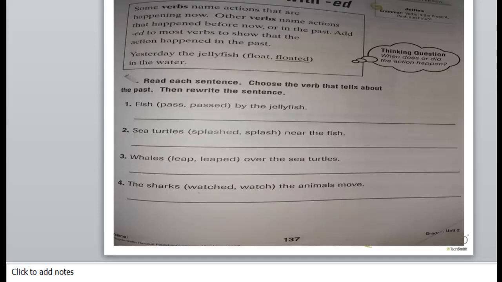Sea turtles splashed or splash near the fish. Which one, guys? Yes, perfect. Splashed. Why splashed? Because it ends with what? Yes, exactly. ed. Good, guys. Number 3. Whales leap or leaped over the sea turtles. Oh, yes, leaped. Good, guys. Okay, number 4. The sharks watched or watch the animals move. Yes, bravo. Okay, so watched. Good, guys.